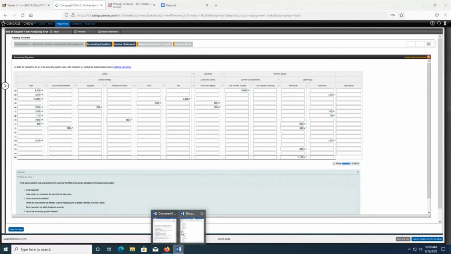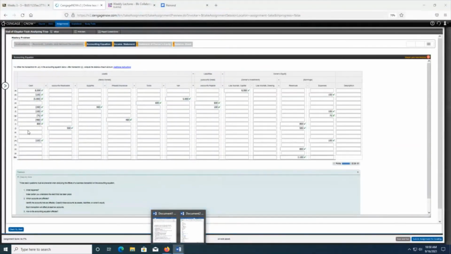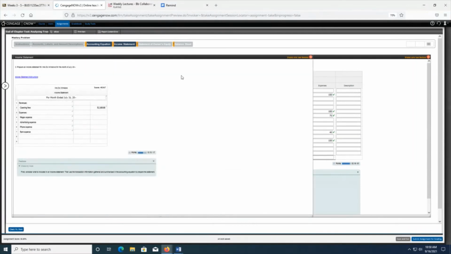Oh, I can never remember what the amount was. $40. Okay, so K is going to be negative 40 because remember, anytime it says paid, we do a negative, and then it's going to be an expense. That was the phone expense. I know I'm going to put that in my income statement under my phone expense. It's going to be $40.